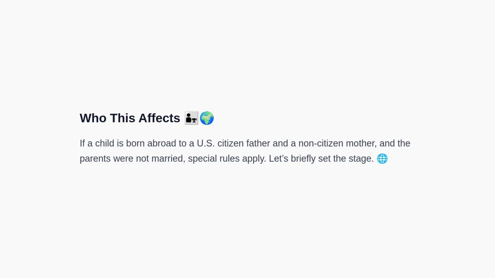This topic applies when a child is born outside the United States to a U.S. citizen father and a non-citizen mother, and the parents are not married at the time of birth. In these situations, the Immigration and Nationality Act imposes specific and strict rules for transmitting citizenship. We will use plain language to make these rules understandable, and then we will address the key deadline that determines whether citizenship can legally pass from the father to the child.